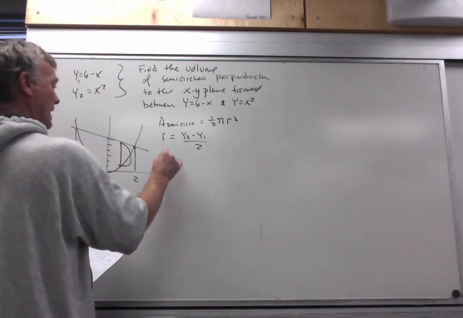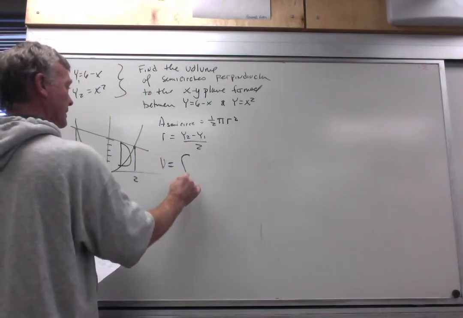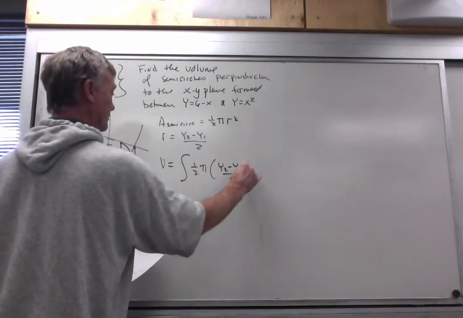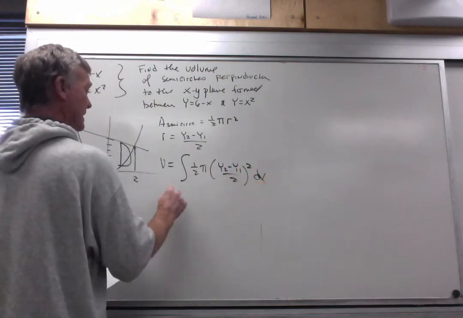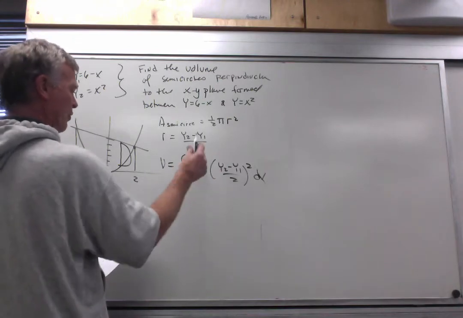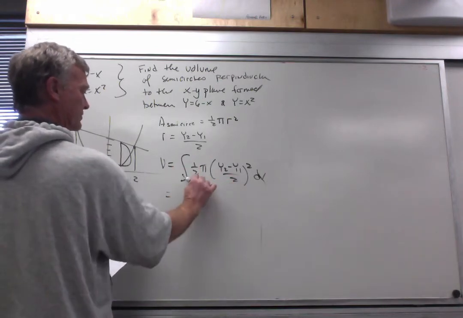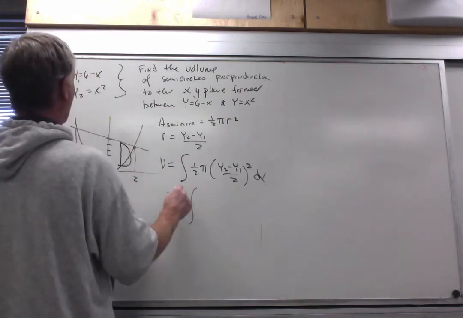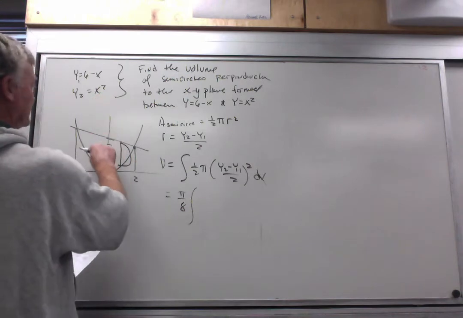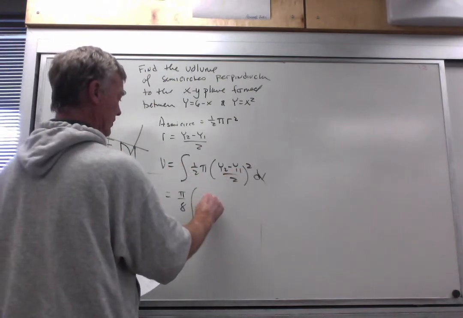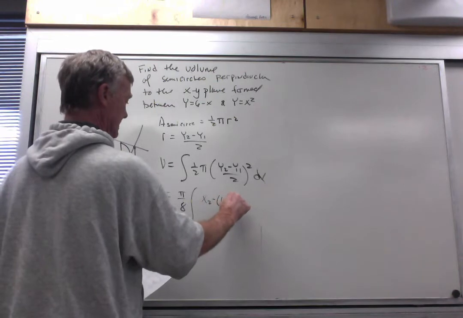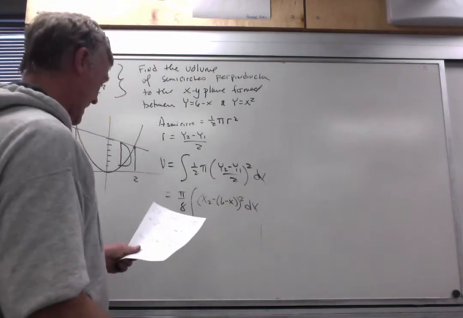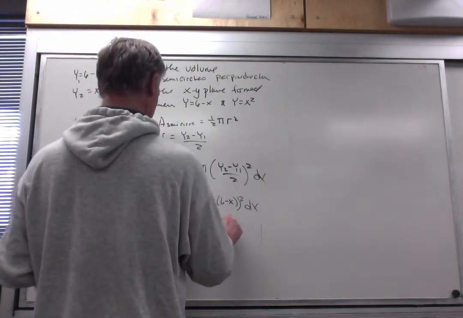And my volume then will be 1/2 pi times y2 minus y1 over 2, squared, dx. And in this case, I should have put y2 and y1 in. I'm going to pull this out. That's squared times 2, 1/8 pi. And this would be y minus, well, it's actually x squared. It's kind of backwards, but because we're squaring it, it won't matter. x squared minus (6 minus x), squared, dx. And if you try that, you will come out with 625.6.